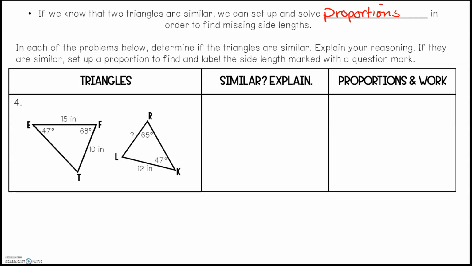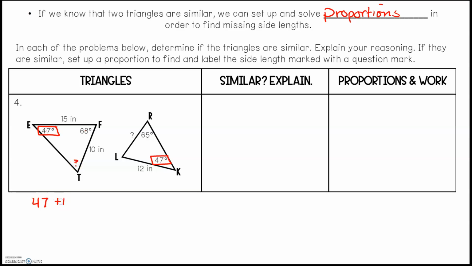So we're looking at that angle criterion. We need to have two congruent sets of corresponding angles. So right now we have one. I'm going to solve for the missing angle in this triangle by adding up the three angles because I know that the three interior angles add up to 180 degrees.